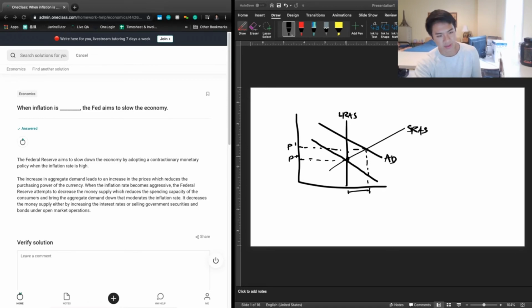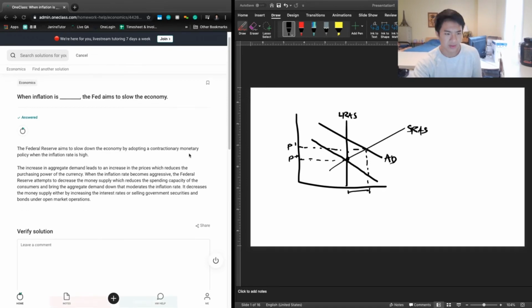So let's take a look at the explanation given by the previous tutor. The previous tutor says, the Federal Reserve aims to slow down the economy by adopting a contractionary monetary policy when the inflation rate is high. So that's exactly what we've depicted on the graph. The increase in aggregate demand leads to an increase in prices, which reduces the purchasing power of the currency. When the inflation rate becomes aggressive, the Federal Reserve attempts to decrease the money supply, which reduces the spending capacity of the consumers and brings the aggregate demand down that moderates the inflation rate. It decreases the money supply either by increasing the interest rate or selling government securities and bonds under open market operations.